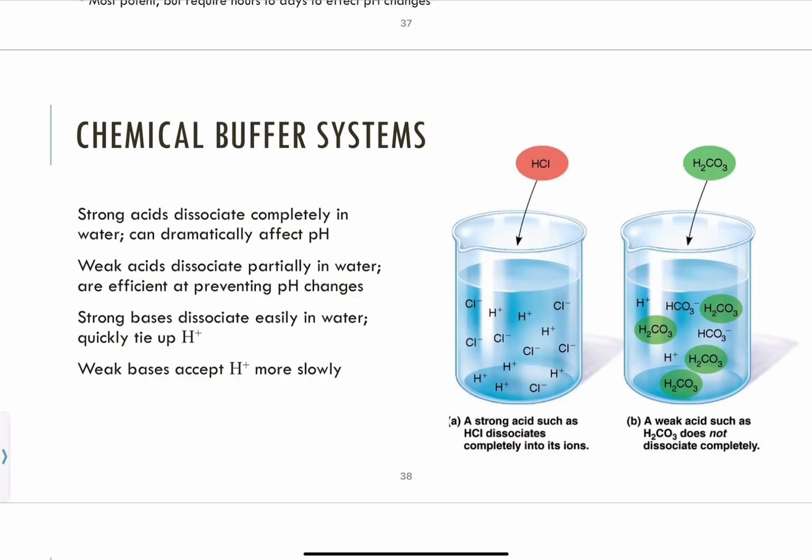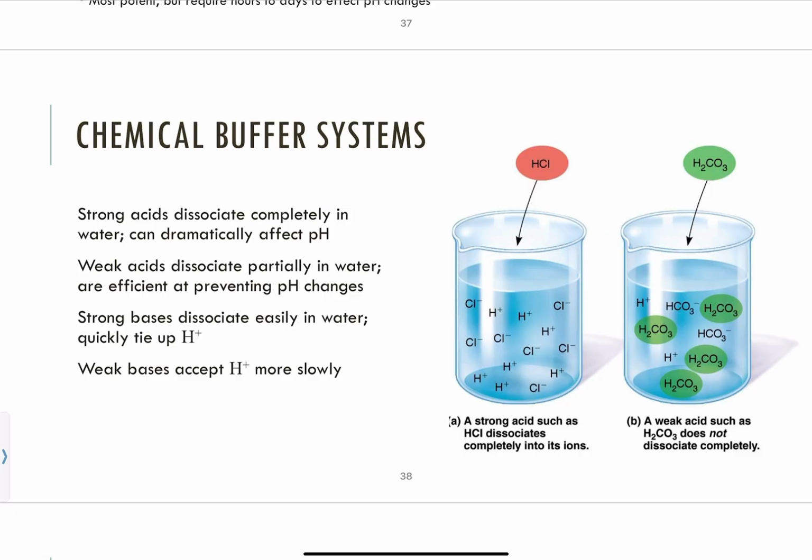And the same thing when it acts as a base. It can take strong bases and basically turn them into a weak base so that we have a very small pH change instead of a very large pH change. So what's the difference between a strong base and a strong acid and a weak base and a weak acid?